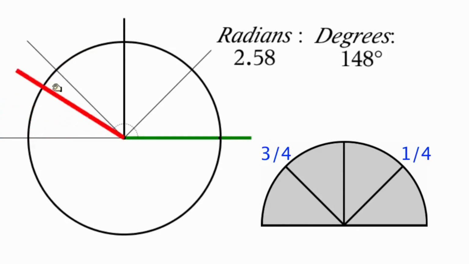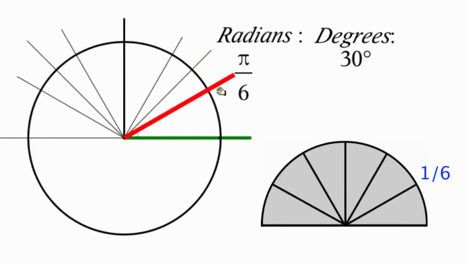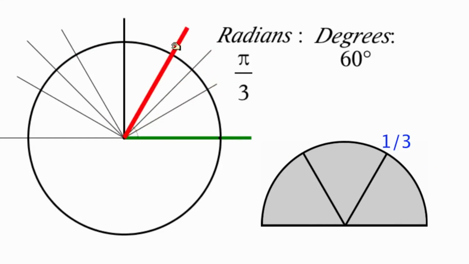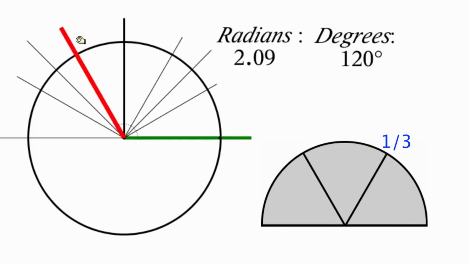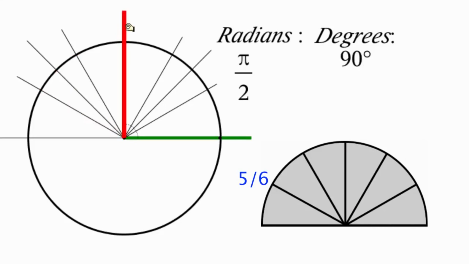But there's a few other important ones. There is 30 degrees, which is 1/6 pi. 60 degrees, which is 1/3 pi. 120 degrees, and although the radians didn't make it look nice, this is actually 2/3 pi, or 4/6 pi. And over here, 150 degrees, which is 5/6 pi.